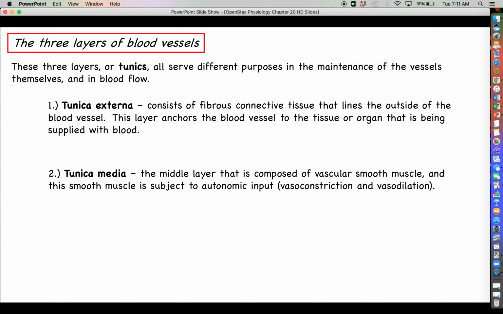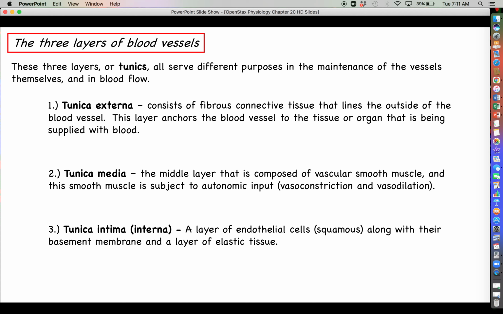This is the middle layer that is mostly going to be composed of vascular smooth muscle. So in the past, when we've talked about vasoconstriction and vasodilation as a means of regulating blood flow to different tissues, the tunica media of blood vessels is the target for those sympathetic signals, whether it's norepinephrine or epinephrine.